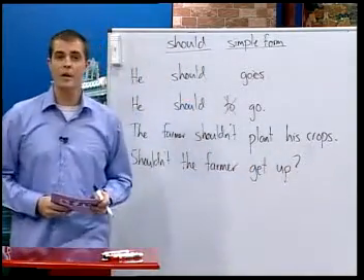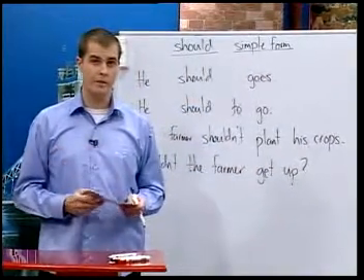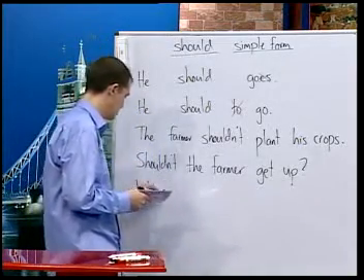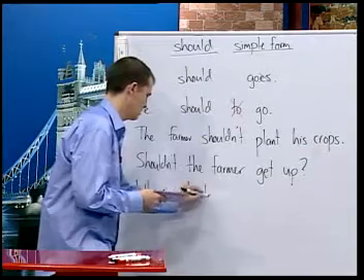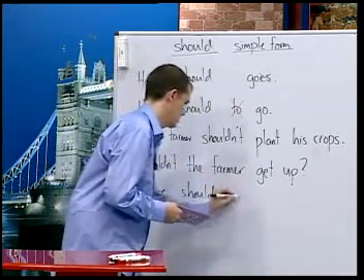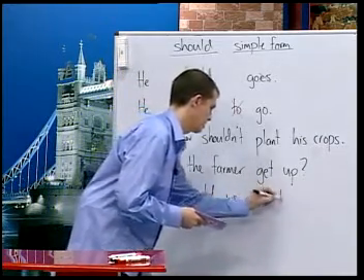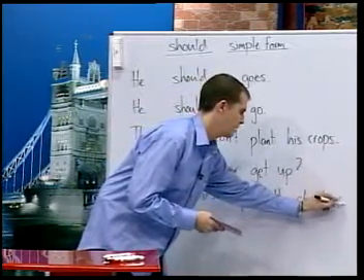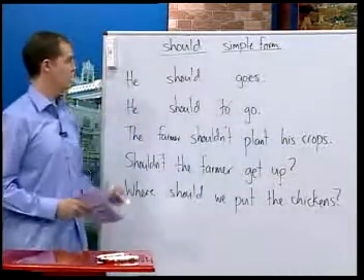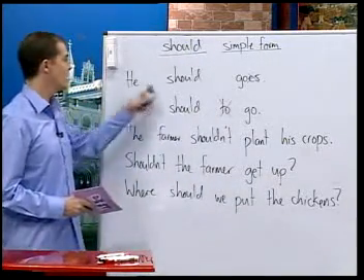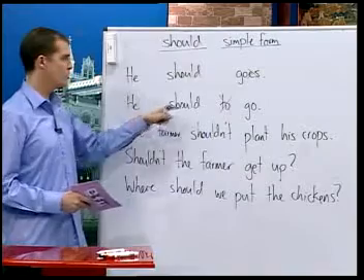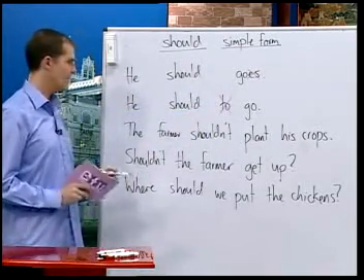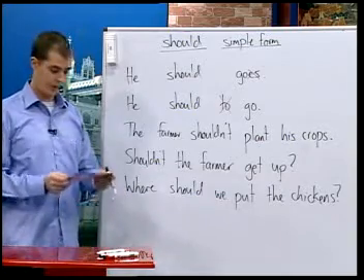We can also begin questions with question words followed by should. So we could say, where should we put the chickens? Where should we put the chickens? Just one more time, remembering he should go, not goes. He should to go, no, he should go. The farmer shouldn't plant his crops. Shouldn't the farmer get up? Where should we put the chickens?